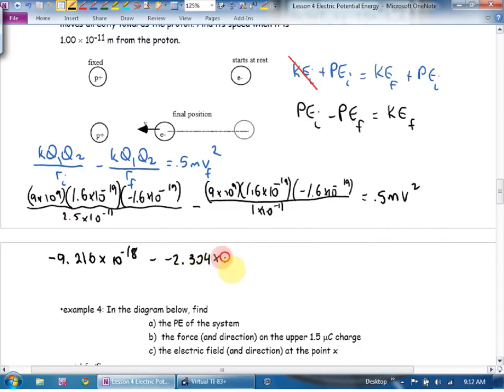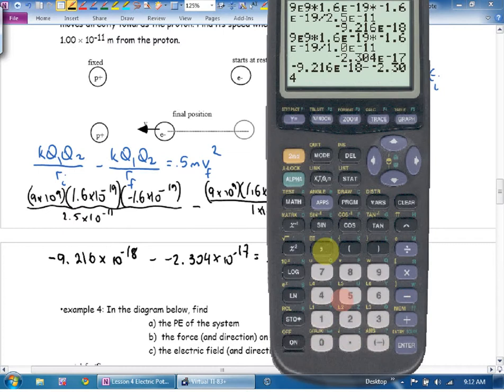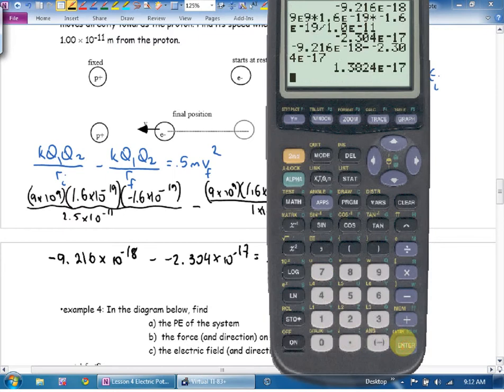That equals 0.5 mv squared. Negative 9.216 times 10 to the negative 18 minus negative 2.304 times 10 to the negative 17 equals, I get 1.3824.